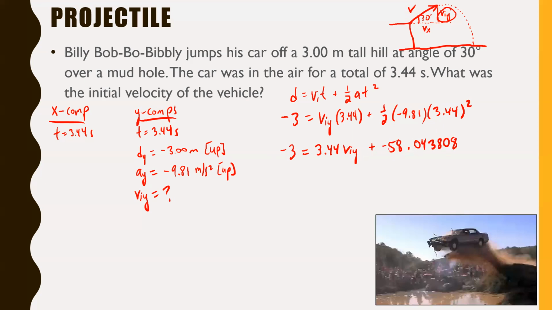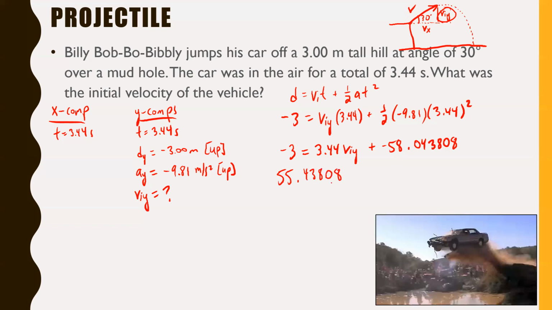So I think I'm going to move this negative 58 over to the other side. So I'll just have to add that over. So I'm going to go negative 3 plus 58.043808. This is going to give me 55.43808.